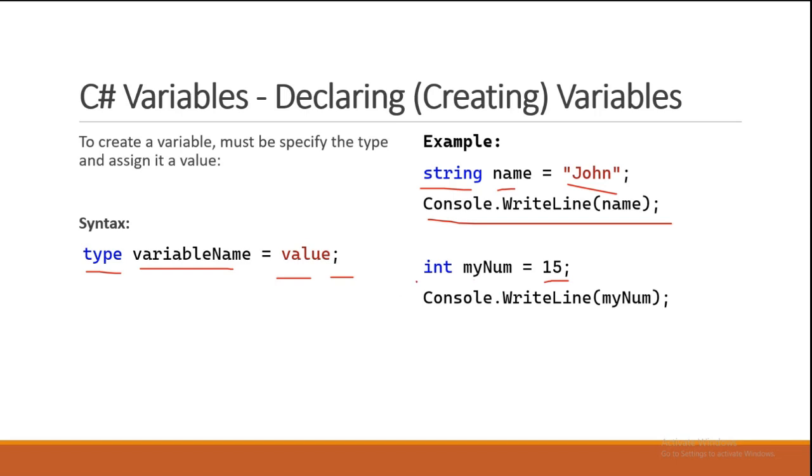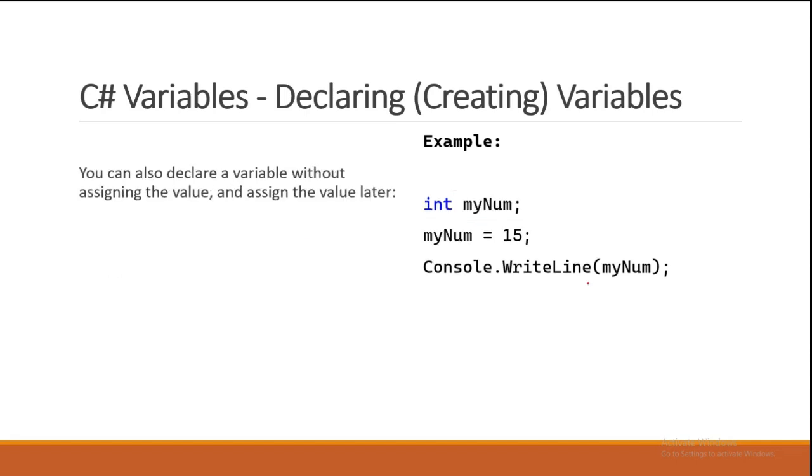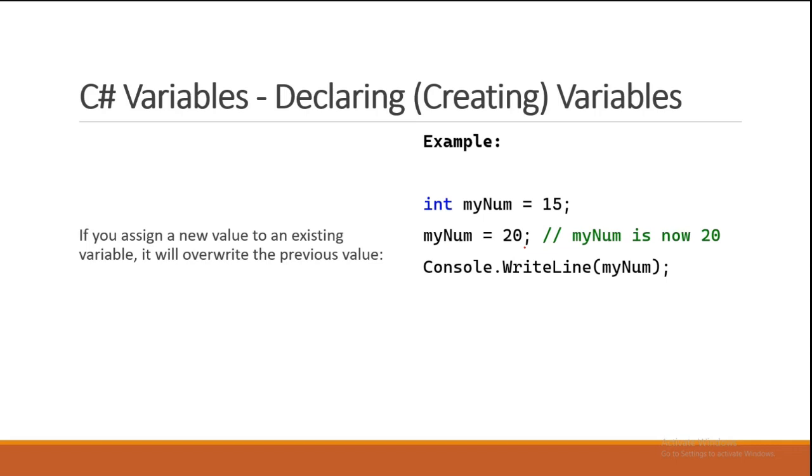We can assign the value directly when we declare it. But we can also declare it first, and then assign it anywhere when we need. It is also possible in C sharp. Yes, of course we can update the value. For example, the starting value is 15, and then we can update it. It is possible in C sharp.